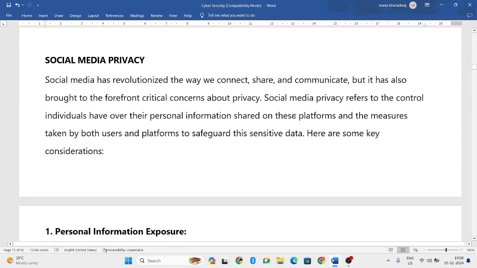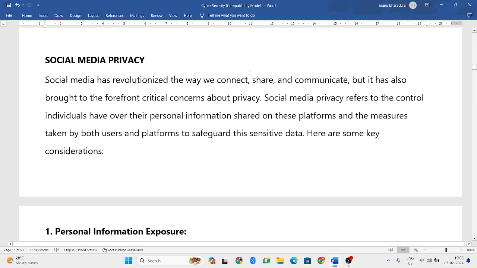Now let us discuss social media privacy. Privacy is a very, very important topic. Social media privacy is having control over your personal information. On the various social media platforms, we share certain personal information. So how do we control that? How do we safeguard our privacy? How do we safeguard our sensitive data is very, very important.